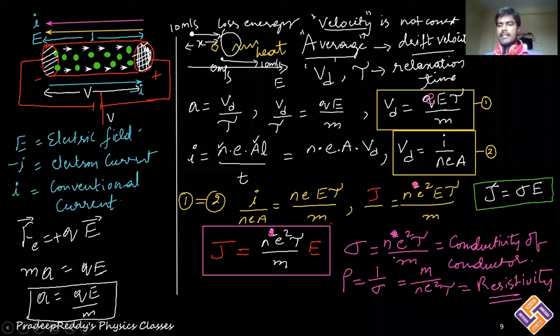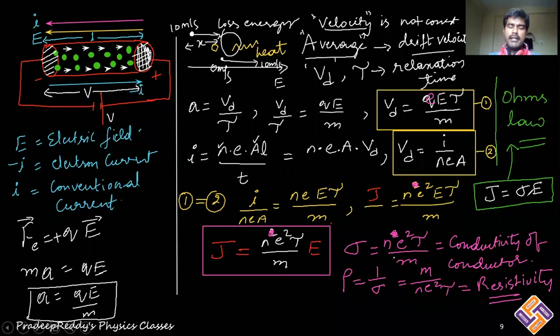What is J? J is representing current density. What is E? E is representing electric field, right? So this is Ohm's law. This is the actual form of Ohm's law. From here we can define V is equal to IR, that we will do later. This is the actual definition for Ohm's law. Ohm's law is actually formed by this expression.